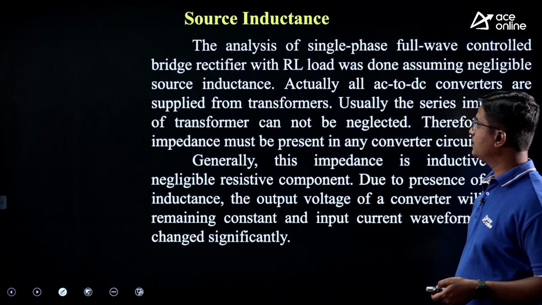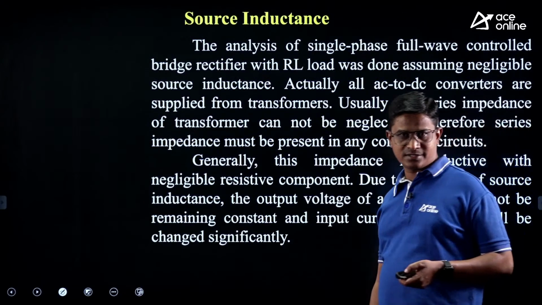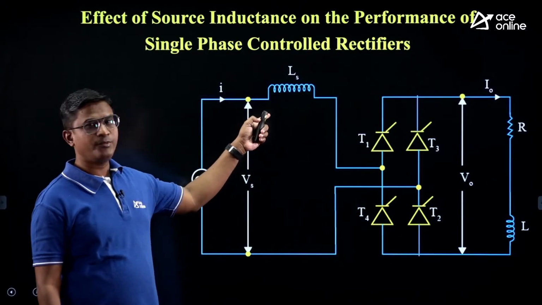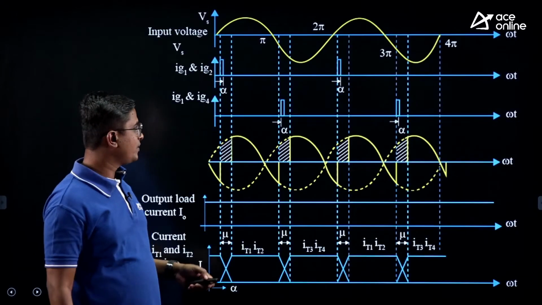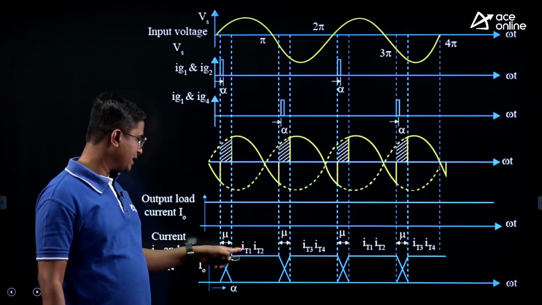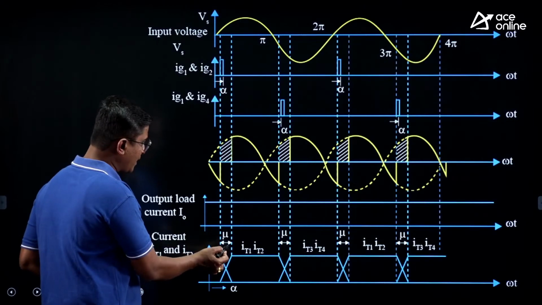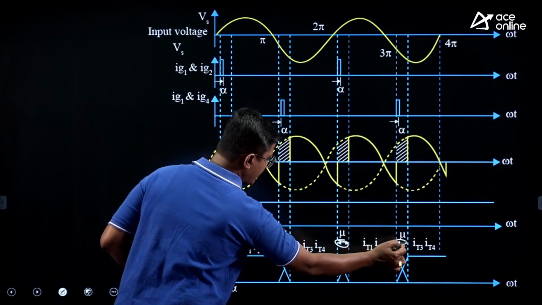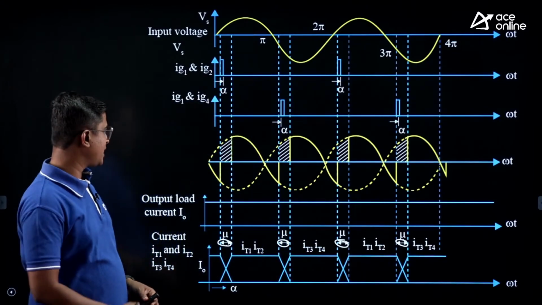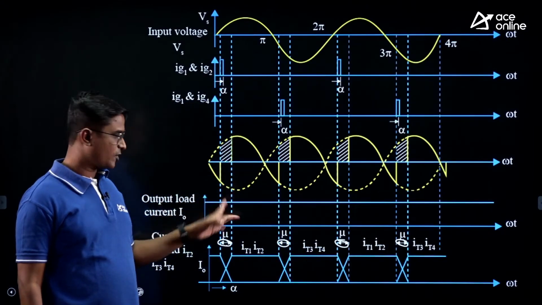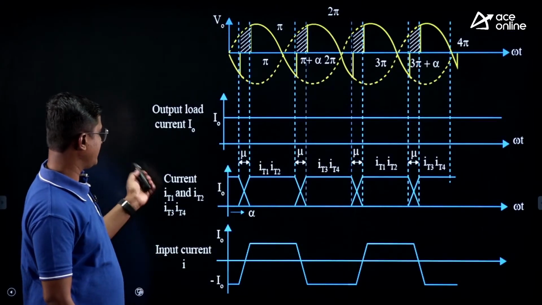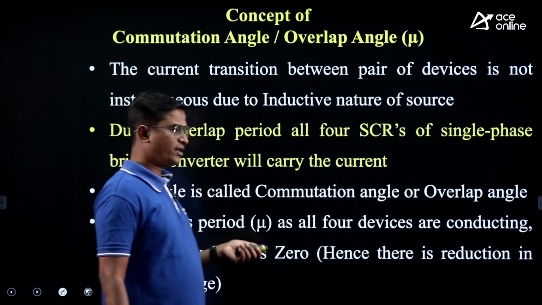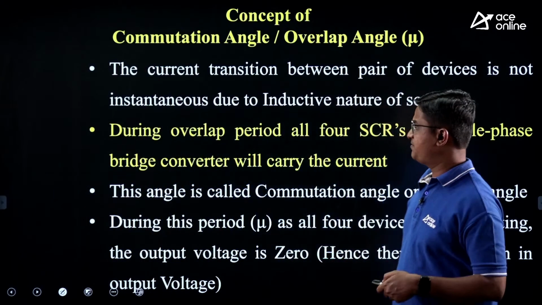Next, the effect of source inductance. Because of source inductance, what happens? During the overlap angle mu, this is your source inductance, all the 4 thyristors will be in conduction mode. This is your overlap angle mu. During this, all 4 thyristors conduct, and because of that my output voltage decreases. Here they have given the same thing. I will share this PPT here.